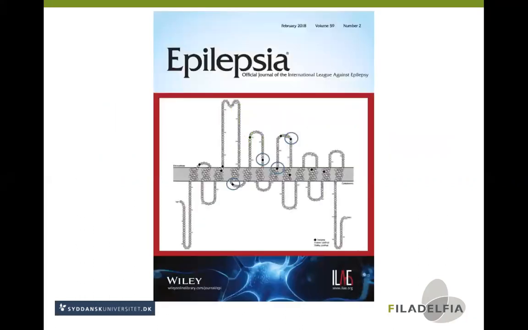This was a paper that actually came online last year, and somehow it made it to the cover of Epilepsia with this very nice figure, but I don't know if that's because they ran out of other nice pictures to put on the front cover.